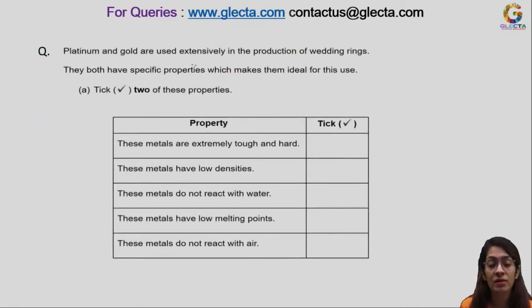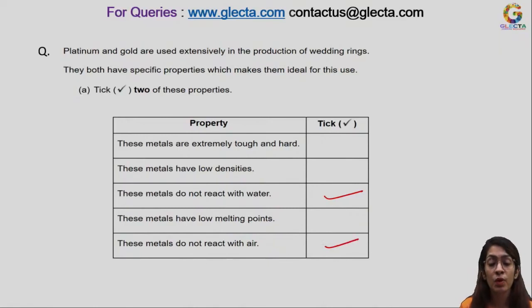Now platinum and gold are used extensively in the production of wedding rings, right? They both have specific properties which make them ideal for this use. Which of these properties is it? These metals are extremely tough and hard? No. These metals have low densities? No. These metals do not react with water? Yes, these metals do not react with water. These metals have low melting points? No. These metals do not react with air? Yes, correct.